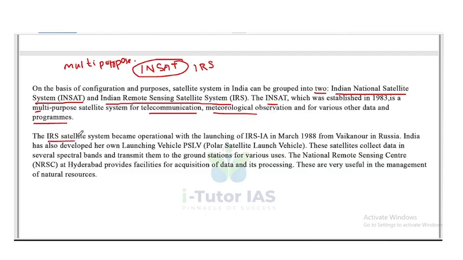Next one is the IRS. The IRS satellites became operational with the launching of IRS 1A in March 1988 from Baikonur in Russia. India has also developed her own launching vehicle PSLV, Polar Satellite Launch Vehicle. These satellites collect data in several spectral bands and transmit them to the ground stations for various uses.